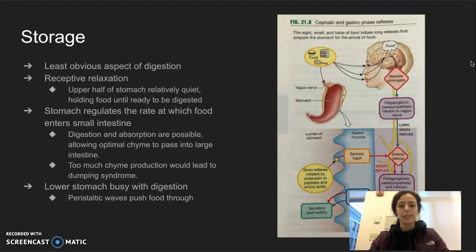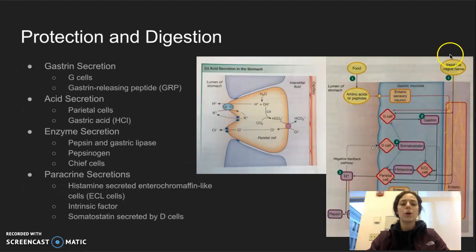So that's the storage phase. You can see over on the right this figure. It shows exactly what happens in the storage phase, and then the reflexes that take place after. So then there's protection and digestion.